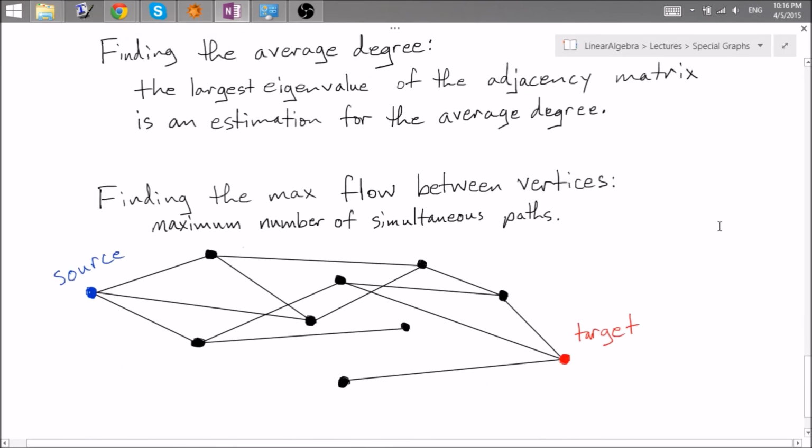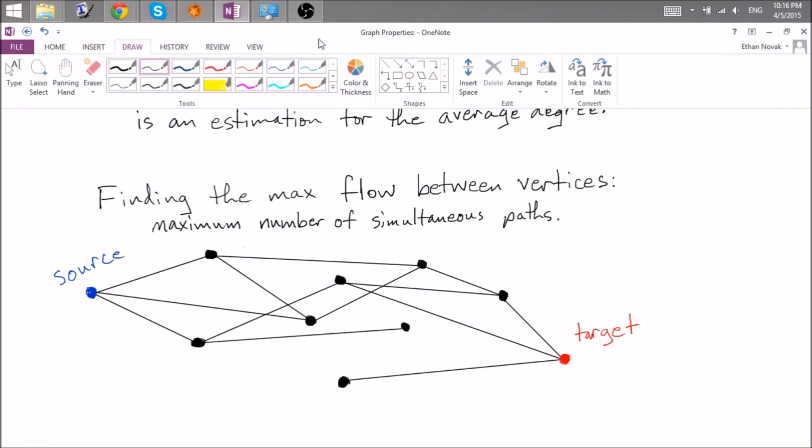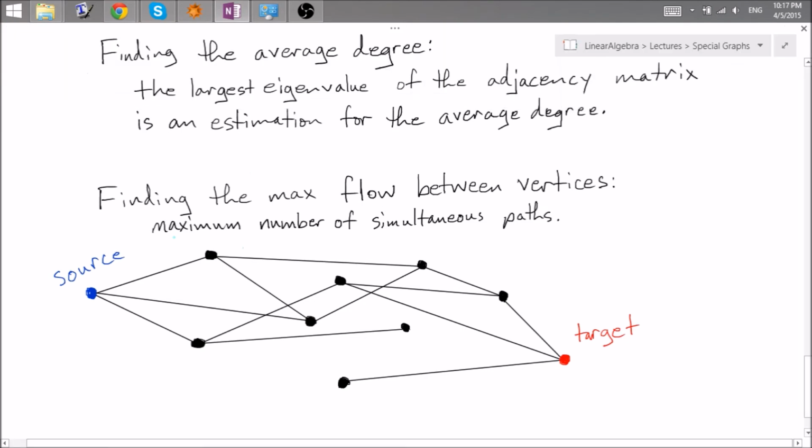Another question we can ask is, what is the maximum flow between 2 vertices? So here the blue vertex is the source and the red vertex is the target. And you can think of this as the largest amount of something you can send through a network without having any backup or any traffic jams or any overflow. So let's look at what this maximum flow is for this graph. We can pick any one of these 3 edges coming out of the source node. So let's say I pick this one, and then maybe I go down this way, and then up this way, and over here, and down to the target. So that's one way to get to the target from the source.